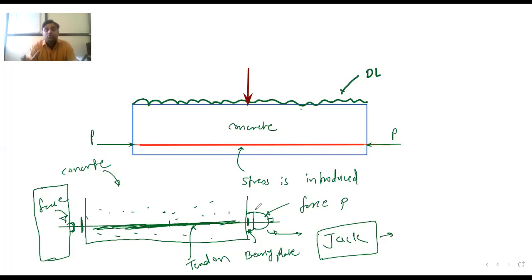Suppose now with the help of this jack, if I apply a stress of 1000 Newton per mm square to the tendon, to the steel, what am I expecting now? From that tendon, whatever 1000 kilonewton per meter square stress I have applied, if all 100% is transferred to the concrete, then it is wrong. Some losses are also there in between.